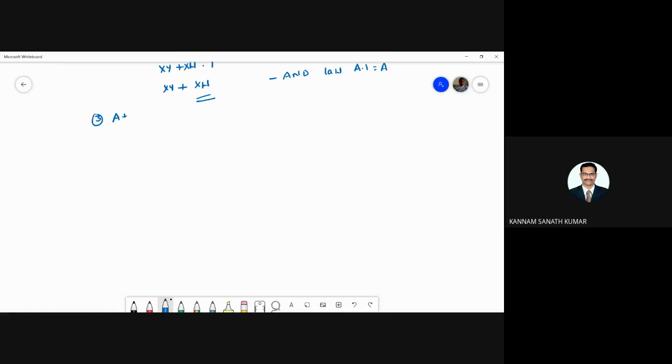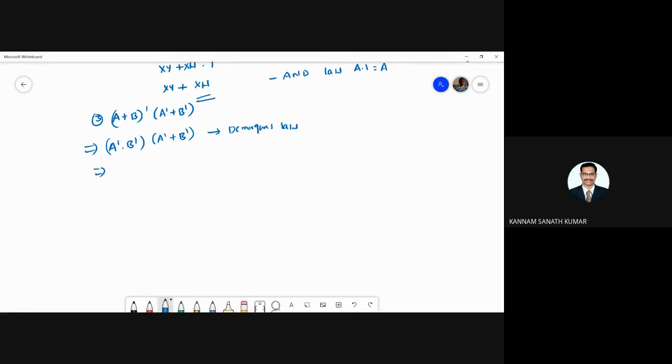A plus, A plus B whole dash, and A dash plus B dash. So this is also a previous question. You have to minimize the given expression into the minimum number of literals. So here A dash into B dash, A dash into B dash, A dash plus B dash. This is De Morgan's. You applied De Morgan's.